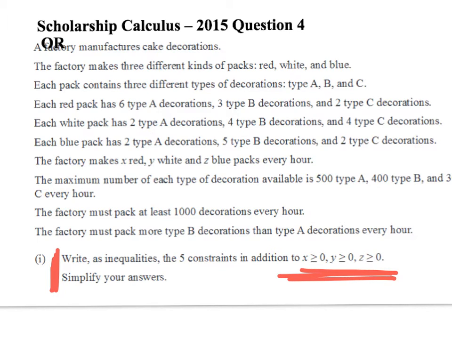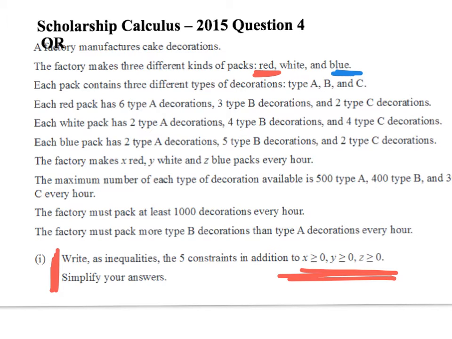Okay, so this is all about a cake factory, and it makes cake decorations. So it's got 3 different kinds of packs. They are red, white and blue. I will do 3 colours of pen. So red, white and blue. And each pack has got 3 different types of decorations. So type A, type B and type C.